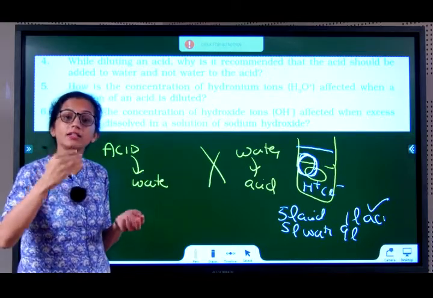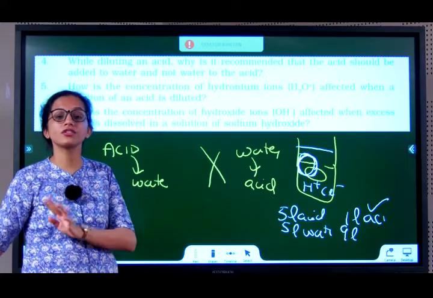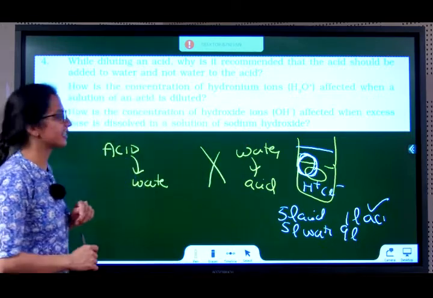Dilution means the concentration is decreasing. Dilution is nothing but concentration decrease. So therefore, hydronium ion concentration decreases.